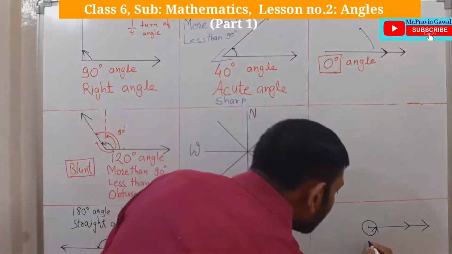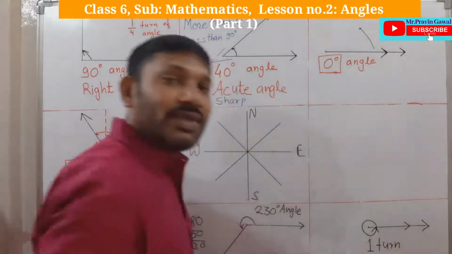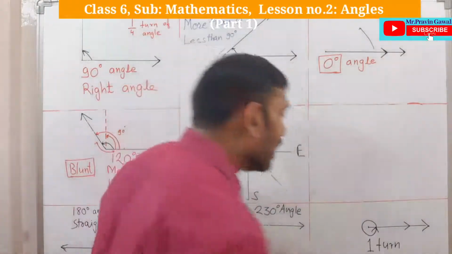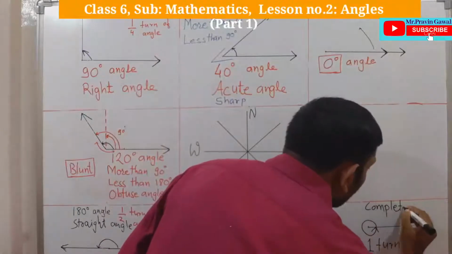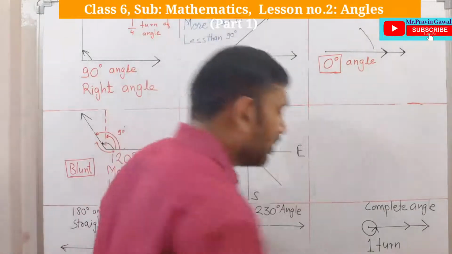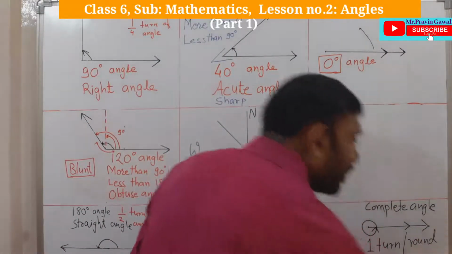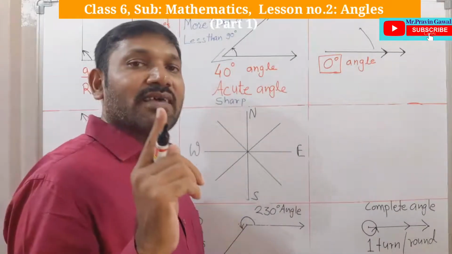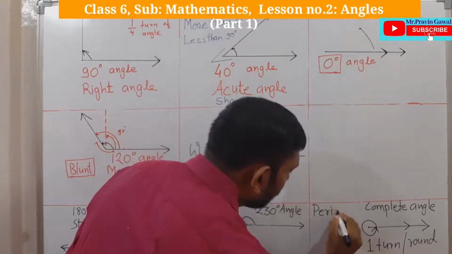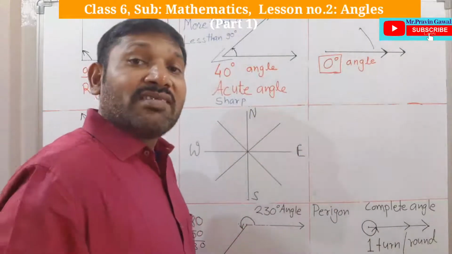Okay, one turn. So it is called a complete angle. What do we call it? Complete angle. I will write it here. Or again, it is called a round angle. Round angle. Otherwise it is called a perigon angle. Perigon angle. And how much does it measure?